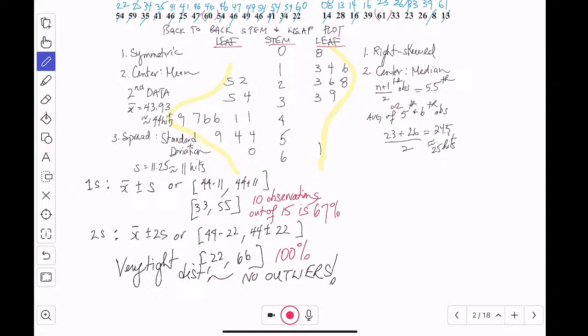Outliers would be outside 3 standard deviations. Since everything is inside 2 standard deviations, there's nothing outside of 3. So there are no outliers. So there are no gaps and no outliers. That will be the fourth feature. And it's a single peak. So we've really finished Ruth. That was very easy for Ruth. Now we have to finish Maris's analysis.